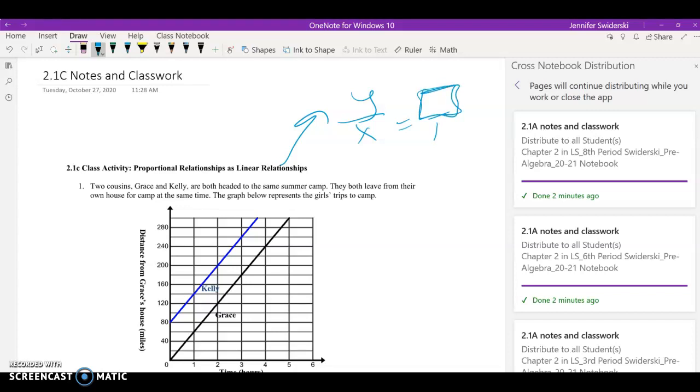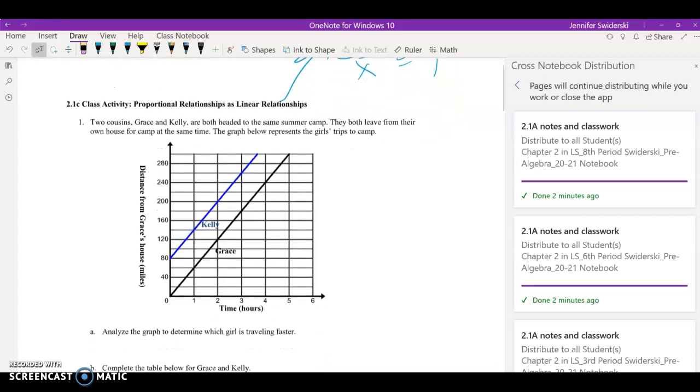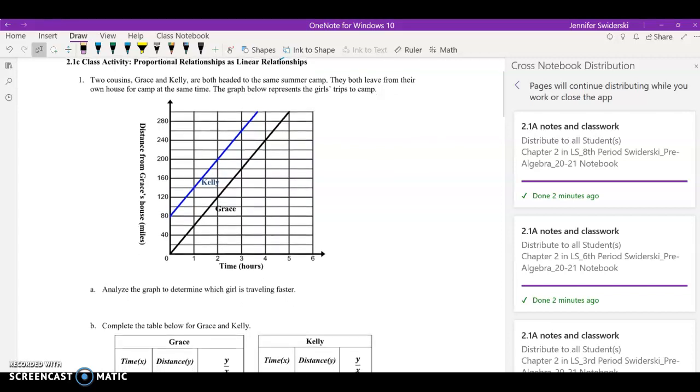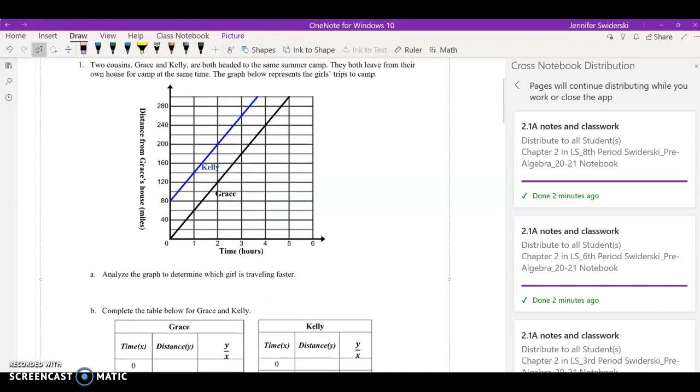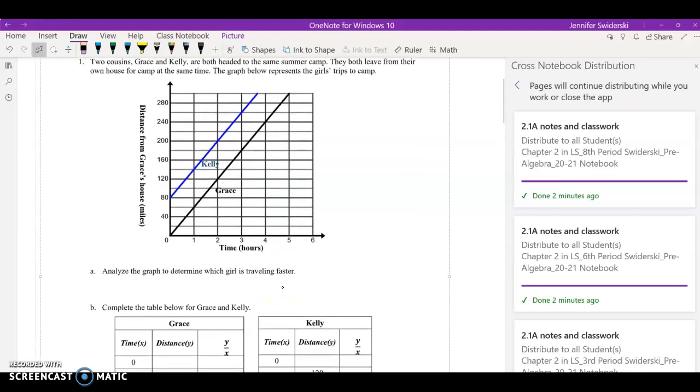So it says two cousins, Grace and Kelly, are both headed to the same summer camp. They leave their houses for camp at the same time, but the graph below represents the girls' trips to camp. So as you look at this, I see time and I see hours. So it says analyze the graphs to determine which of the girls is traveling faster.